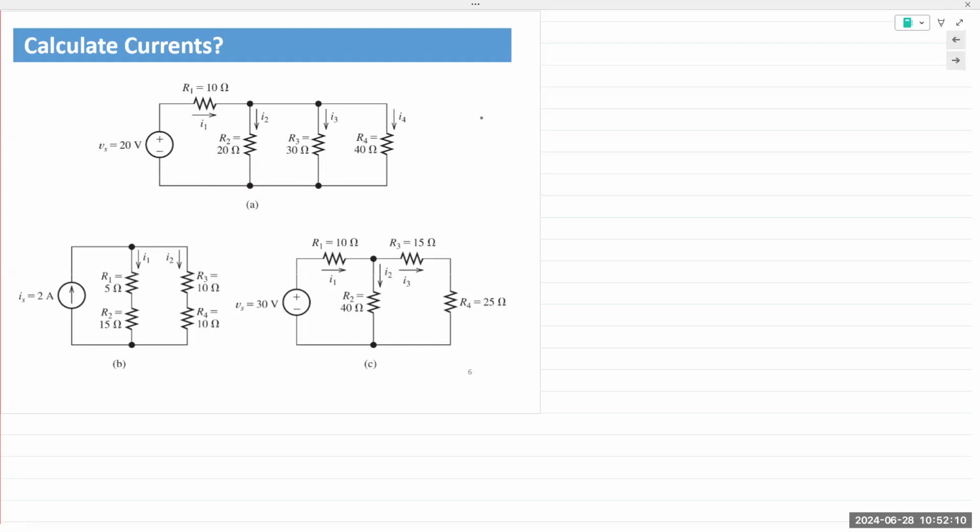And so for circuit A, what you would need to do is reduce the three resistors on the right to one single resistor. And you would proceed in exactly the same manner as the solved example in the previous slide. This is R1. I'm going to label this as R5. And R5 is the parallel combination of R2, R3, and R4. Exactly the same procedure as the previous slide. Okay.